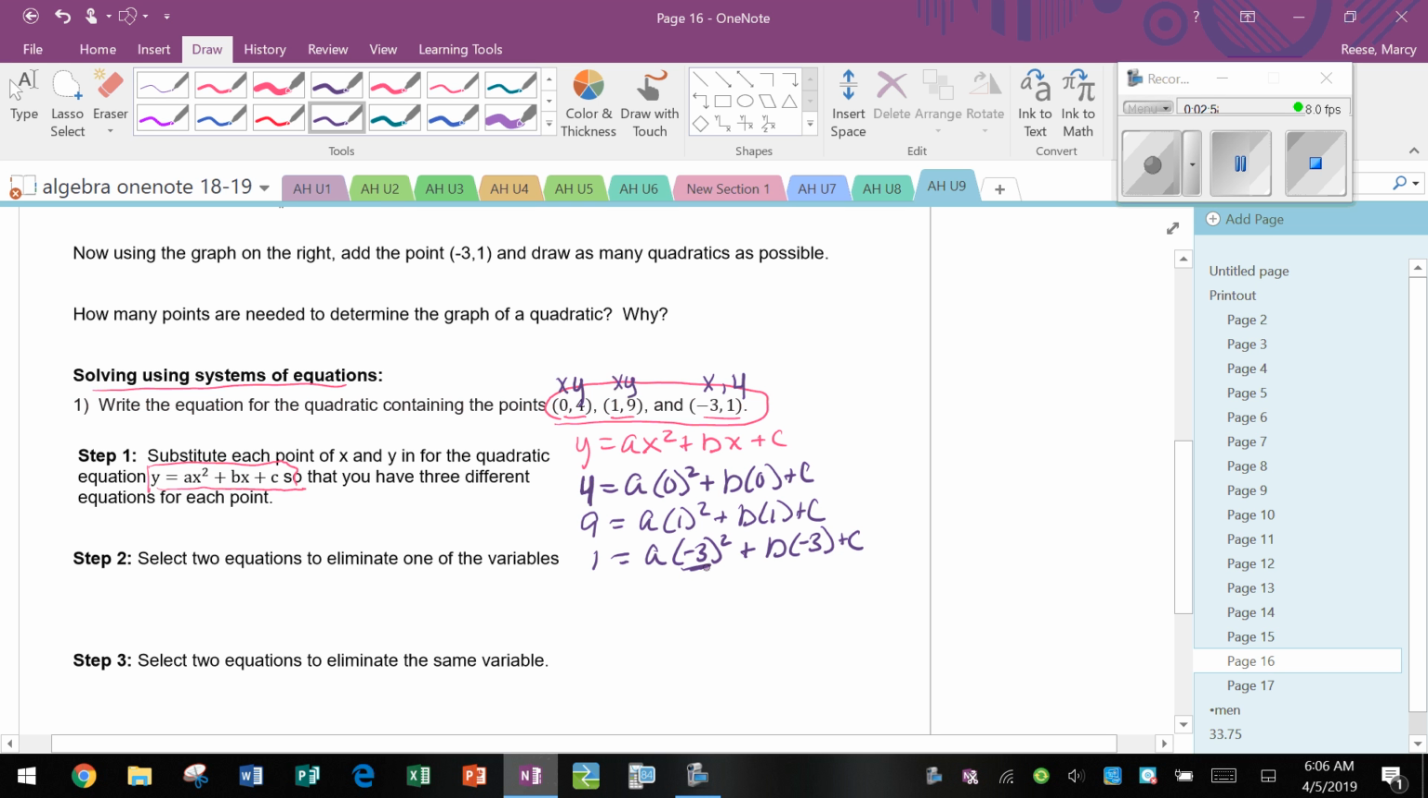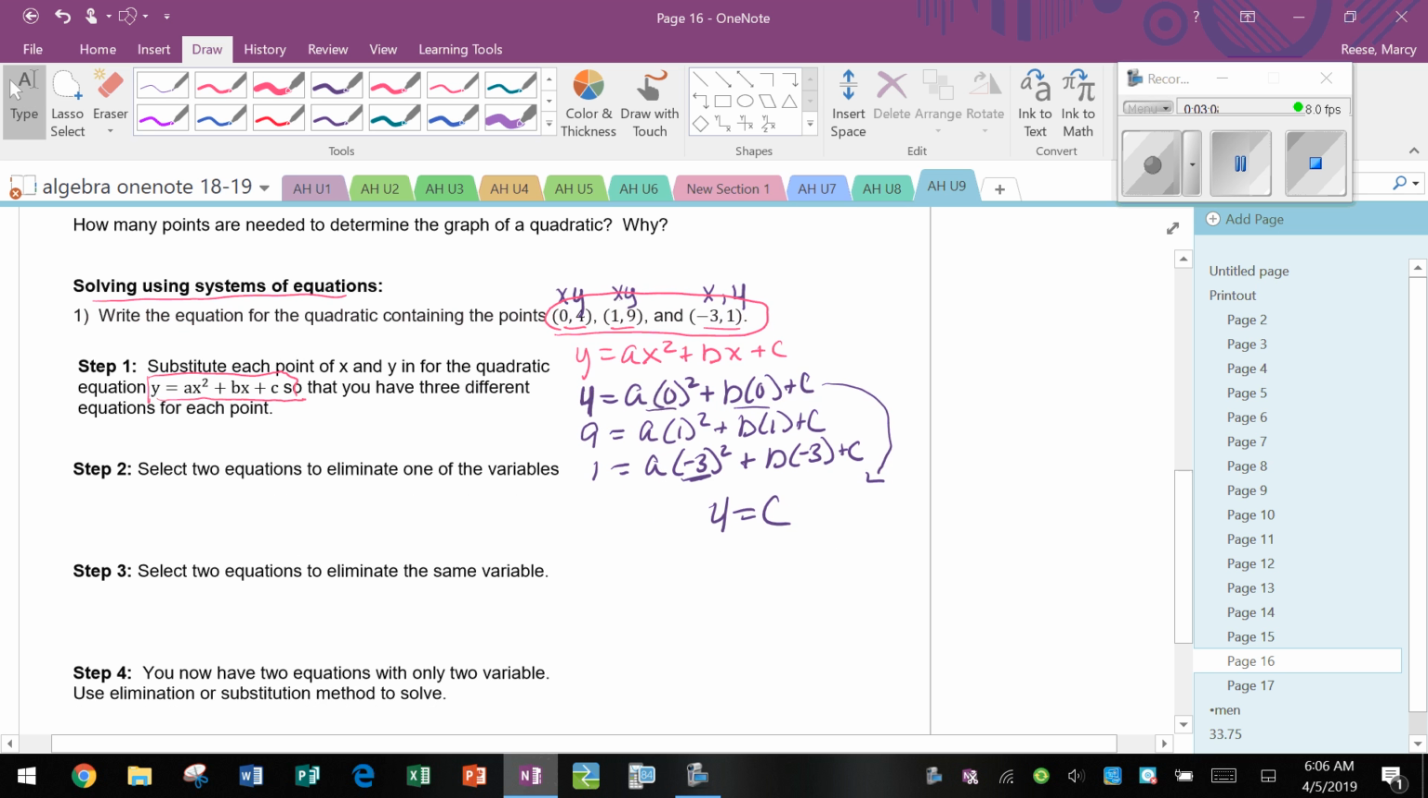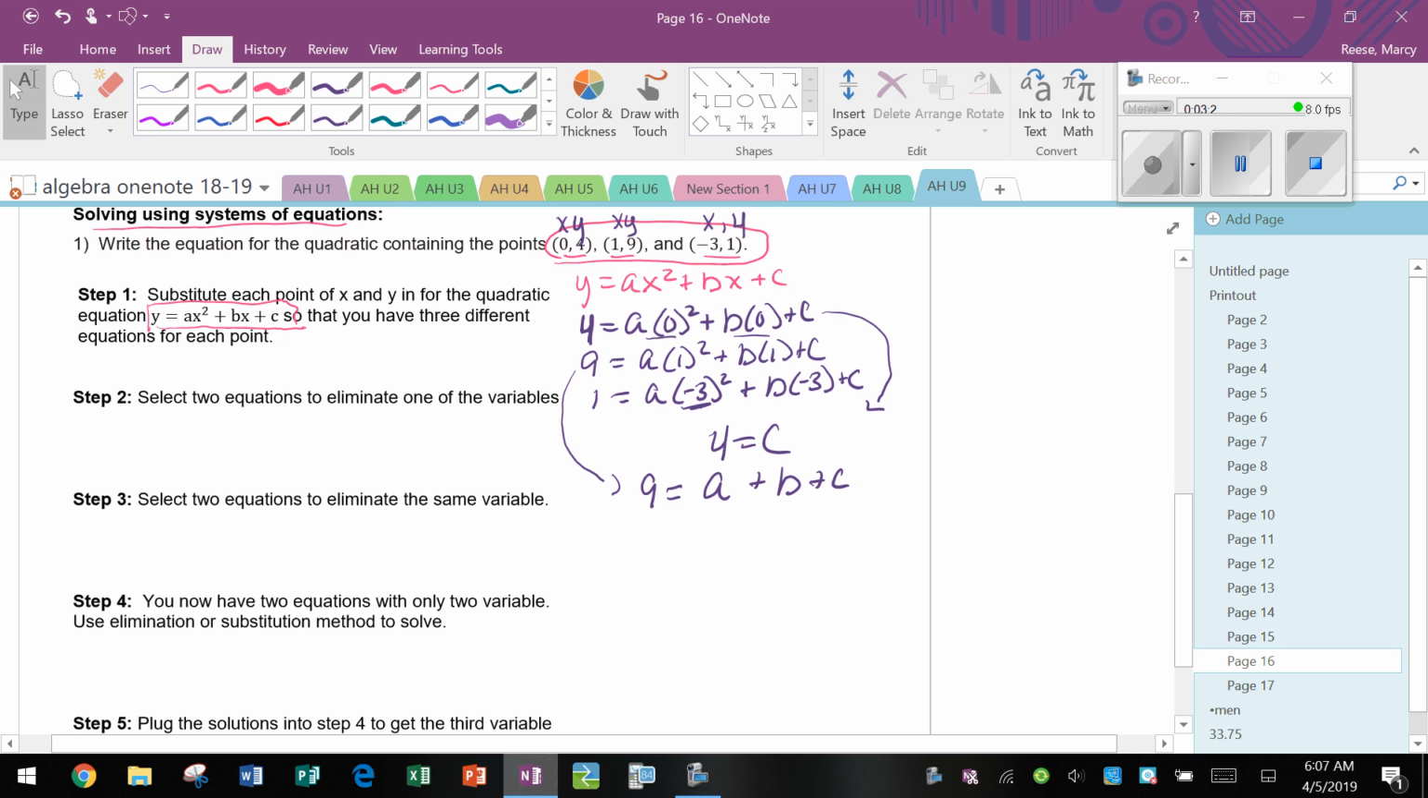Okay, now I'm going to simplify these. I'm going to rewrite them down here. So all the zeros basically go away, and I got 4 equals c. They gave me one of the points, basically, which is nice. I'm going to rewrite this second one and simplify it: 9 equals a plus b plus c. And then I'm going to rewrite the third one and simplify it some more.